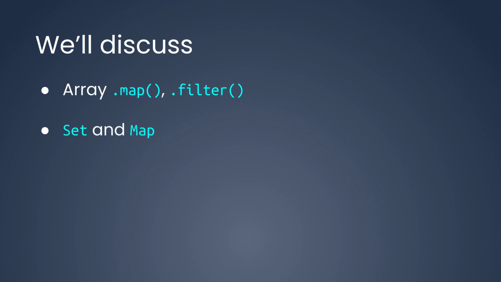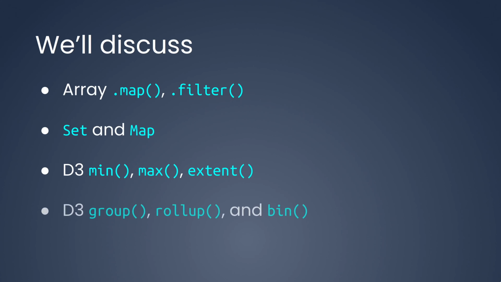After we've loaded and parsed our data, data transformation is the name of the game. We'll discuss array.map and array.filter, the set and map data structures, D3 min, max, and extent, D3 group and rollup, and bin for histograms, and finally pivoting a table.